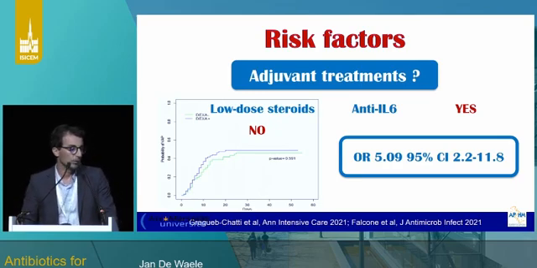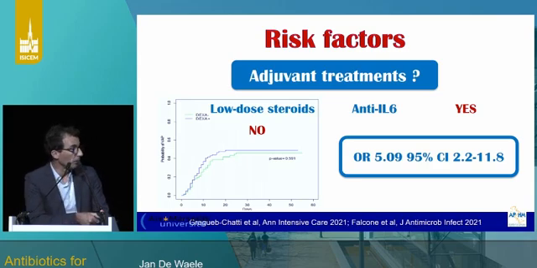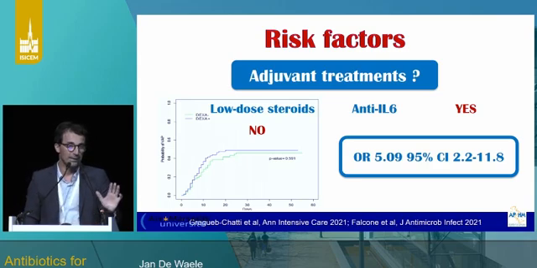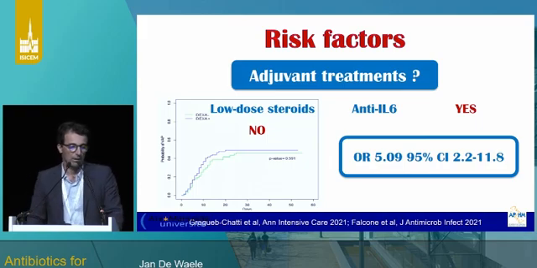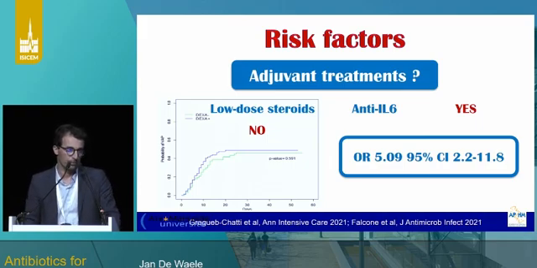In contrast, if you use interleukin-6 blockers, there is a risk, and that's constantly found in the literature: an increased risk of bacterial co-infection with very high odds ratios. So be careful if you use tocilizumab.